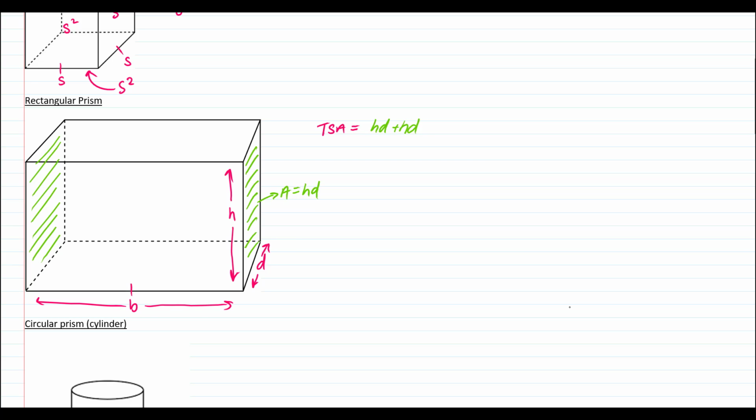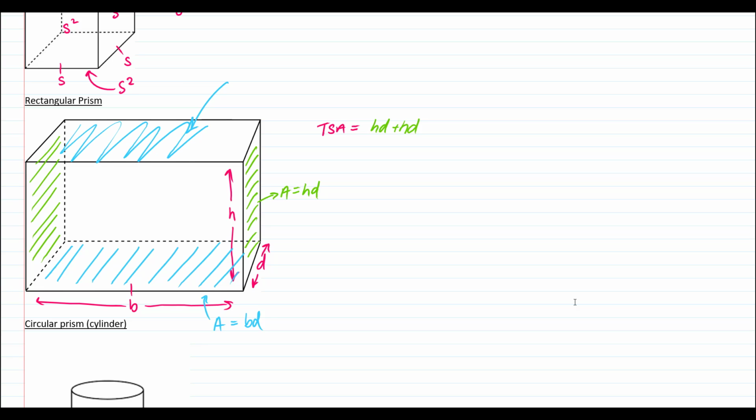And now in blue, let's do this side underneath, which is the base. So I'll just scratch out the base there, and this side has area equal to BD. And you notice there's a base on top as well. So the top side's the same as the base, and that's also BD. So we have plus BD plus BD. I don't really know what was going on with my B there, but that's all right.